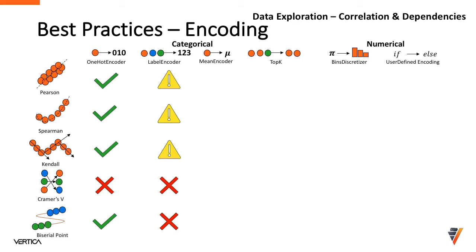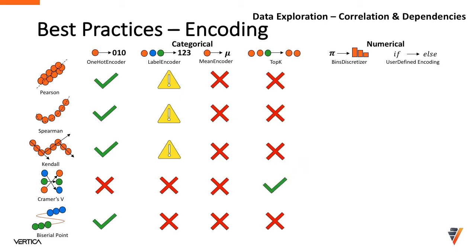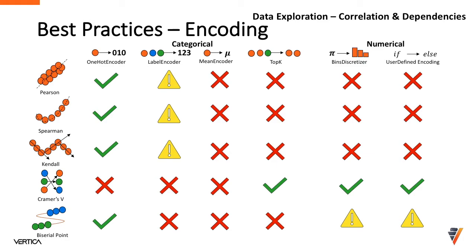When computing correlation coefficients, I really do not recommend using mean encoding, for the simple reason that it totally changes the variable. As Cramer's V is sensitive to the number of categories, the top K method can be ideal to use on categorical variables. Numerical techniques like binning discretizer or user-defined encoding can be used to help compute Cramer's V correlation coefficient, but also Biserial Point if we combine it with one-hot encoding.